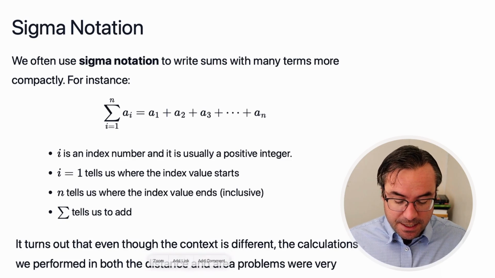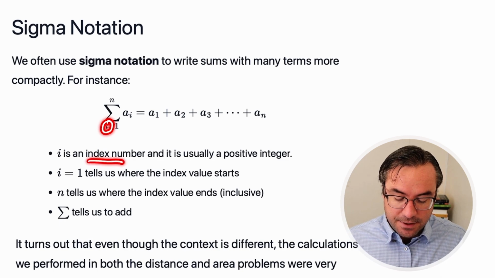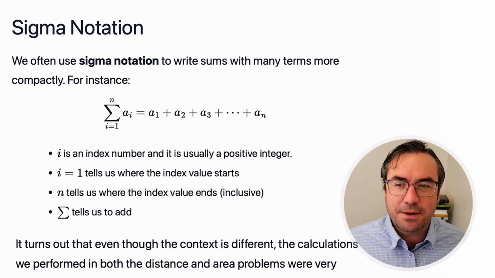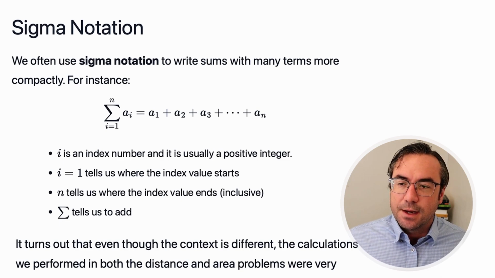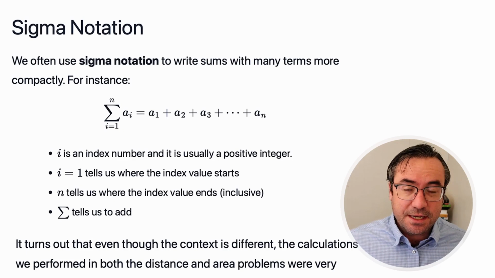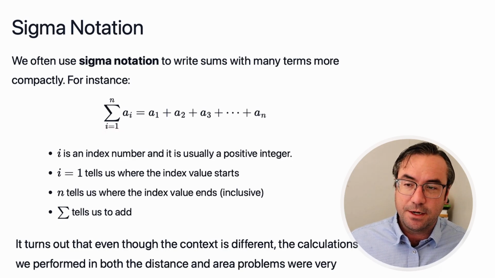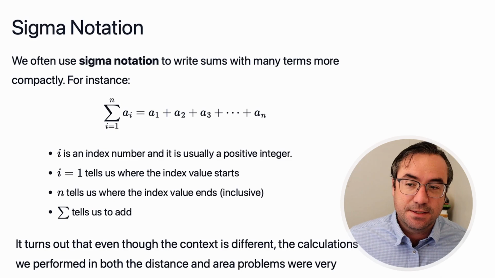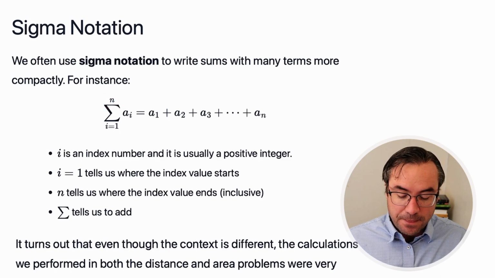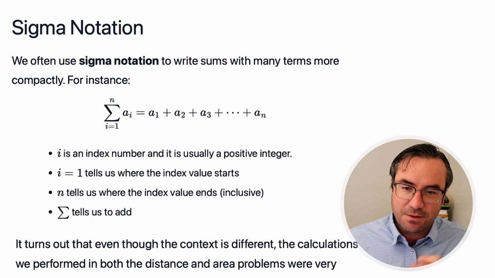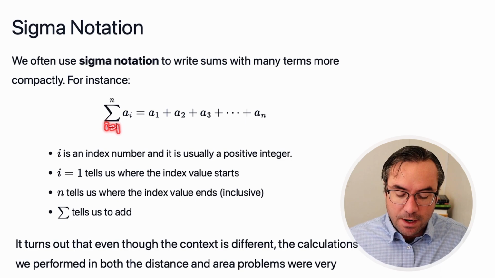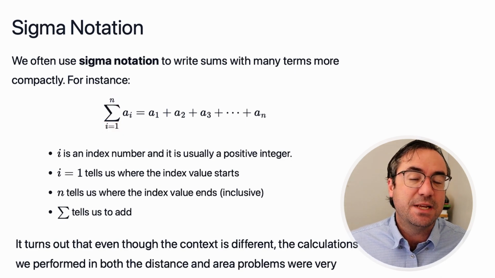The way you read this is the i here is an index number, and it's usually a positive integer. Some common starting places are either 0 or 1. i equals 1 tells us where this index value starts. So we're starting at i equals 1 here. And then n tells us where the index value ends, and we include this. So when we look at this, we're adding up the list of terms, starting at index 1, and we're adding all the terms going up to index n.